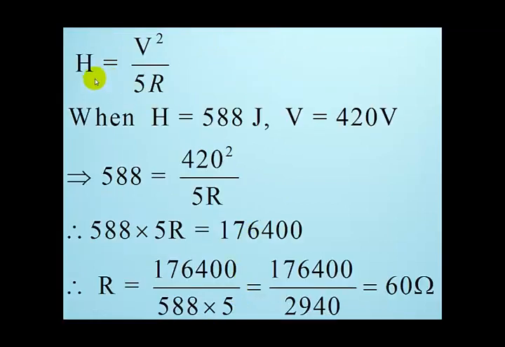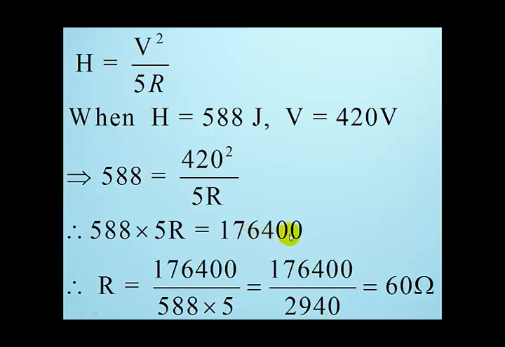Now, if H is equal to V square over 5R, when the heat is equal to 588 and the voltage is equal to 420, how do we find the resistance? It's a matter of substitution. Wherever we see H, we substitute it by 588, and wherever we see V, we substitute it by 420. And so by substitution, we have 588 equals 420 square divided by 5R. Now we cross multiply. So 588 times 5R on the left hand side is equal to 420 square, which is 176400.